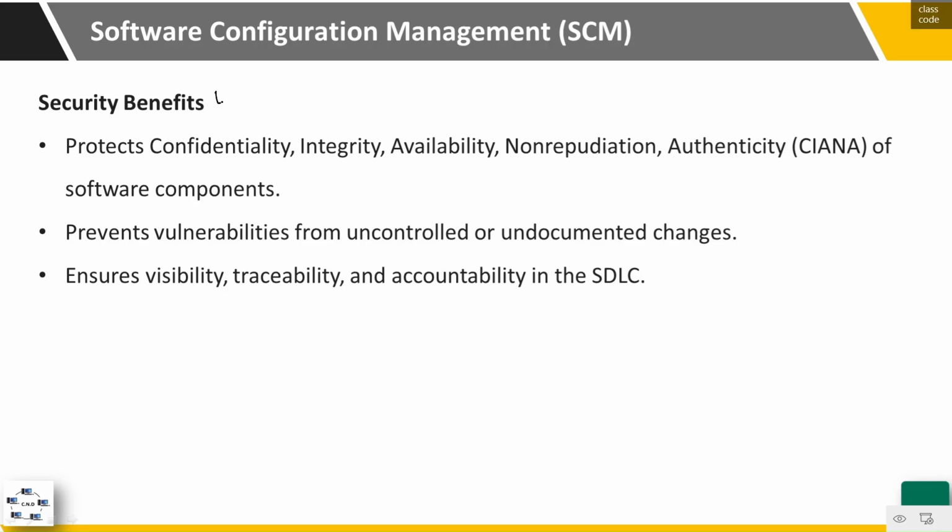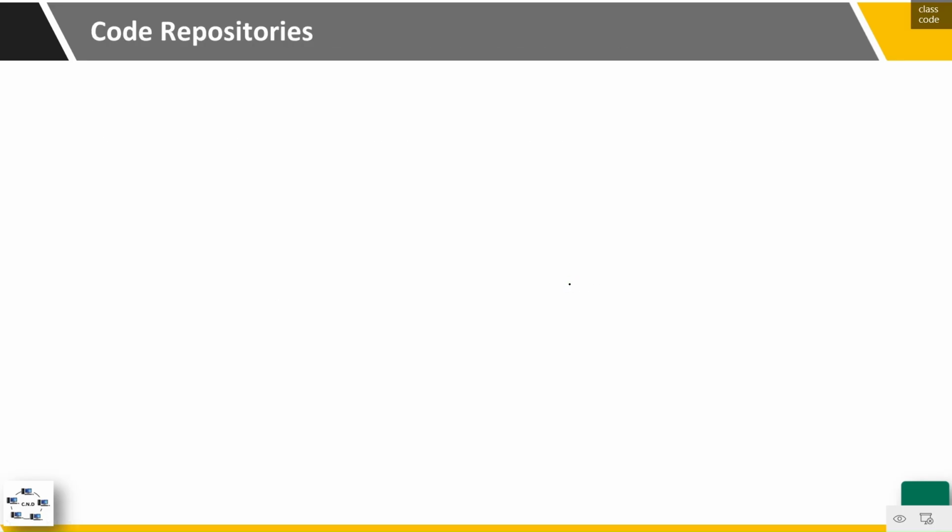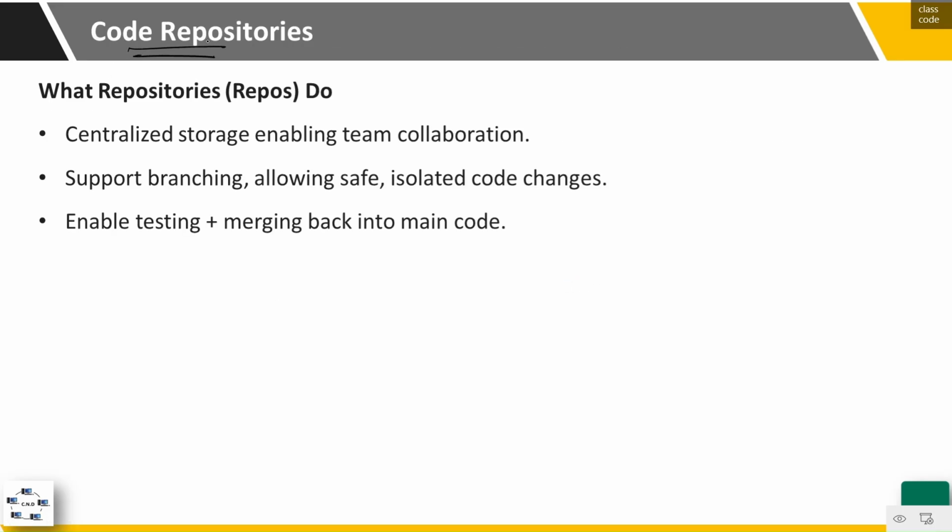The security benefits of SCM include that they protect confidentiality, integrity, availability, non-repudiation, and authenticity, also known as CIANA, of the software components. It prevents vulnerabilities from uncontrolled or undocumented changes and ensures visibility, traceability, and accountability in the software development life cycle.